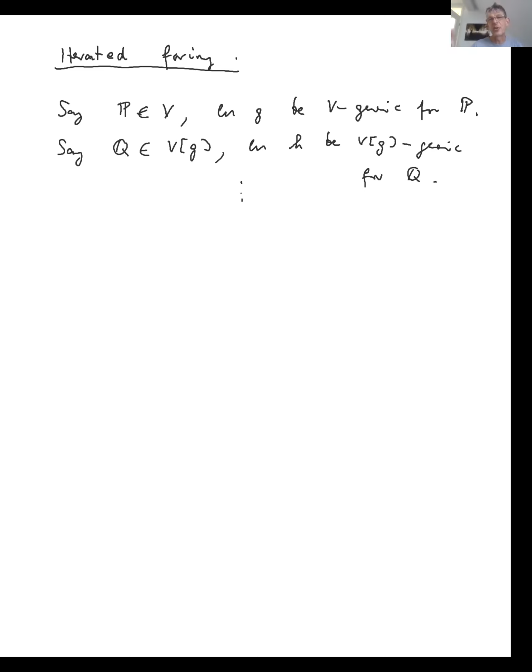Okay, so then the question is, what are we going to do at limit stages? If you think about what you want to do at limit stages, it's better to reorganize the two-step iteration. So this two-step iteration, you can also construe as follows. The Q, which is in V[G], has a name, let's say Q dot in V, right? So this can also be written down in the following way. We can say P is a poset in V, and Q is given through a name, so that P forces that Q dot is a poset.